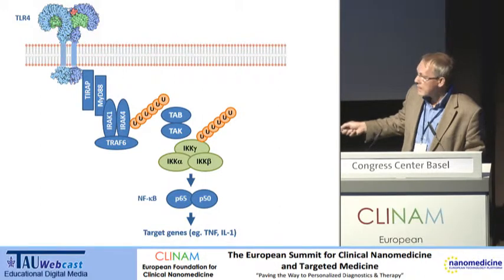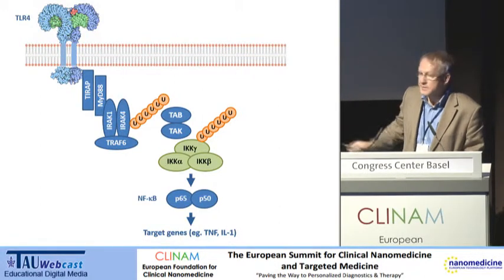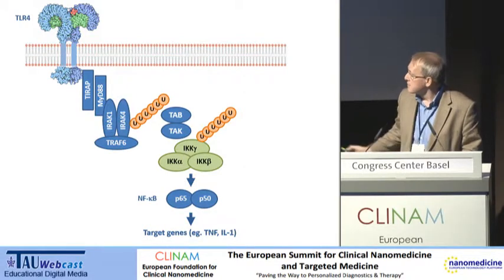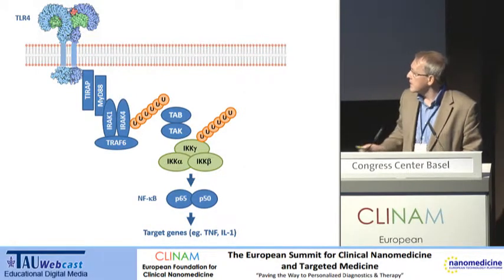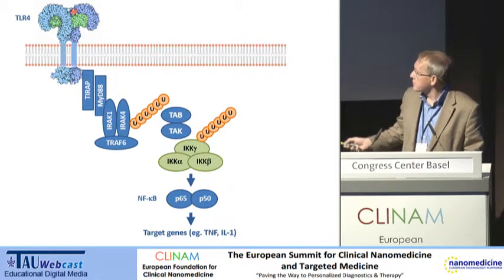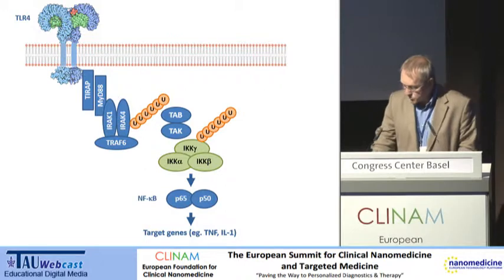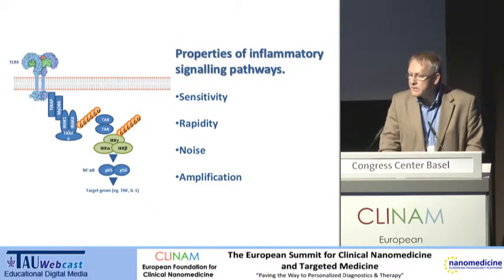And one of the end results of this signaling cascade is the activation of the transcription factor NF-kappa B. And NF-kappa B induces the expression of inflammatory mediators, for example, the cytokines TNF and interleukin-1. And TNF and IL-1 themselves are, of course, pro-inflammatory molecules. They initiate their own signaling cascades, which resemble this one, and they lead to the activation of NF-kappa B as well. So these signaling pathways have a number of very important properties.